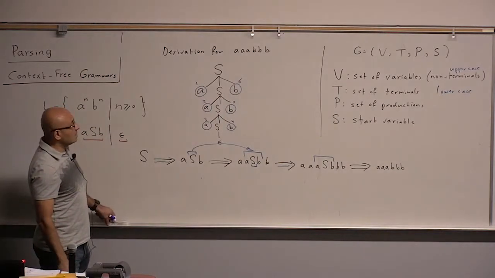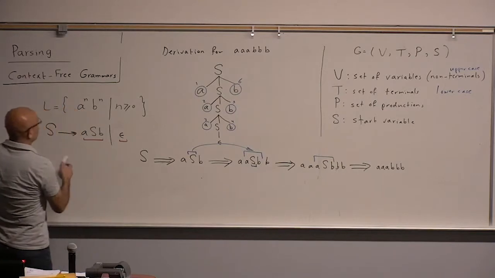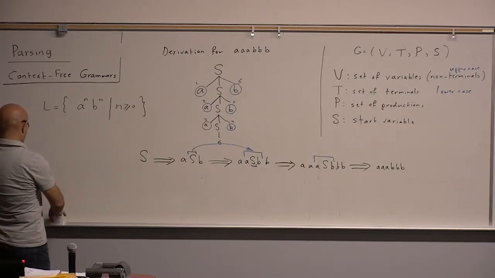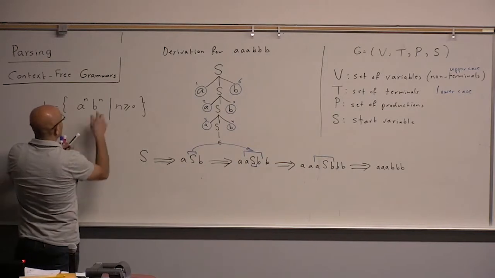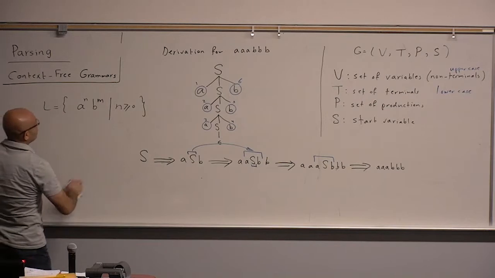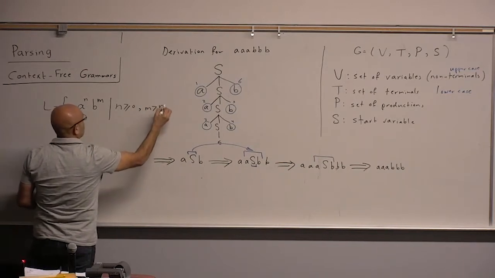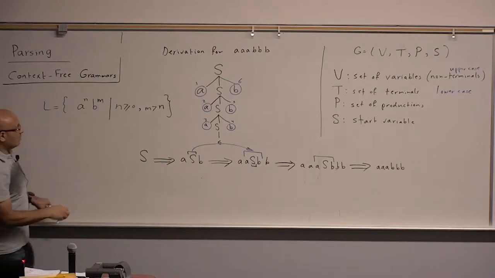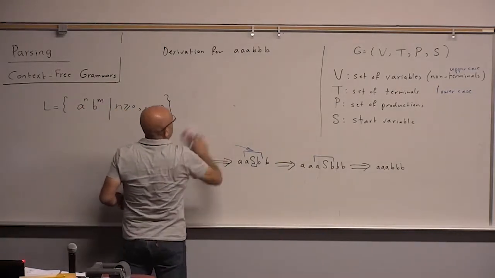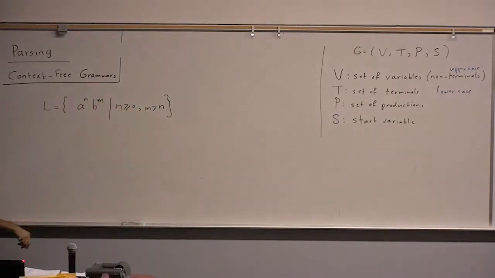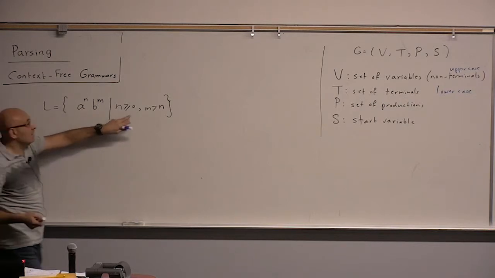Okay, so let's look at another example now. n greater than or equal to 0, and m is greater than n. So now we need another grammar for this language, the language of A's followed by B's, where the number of B's is greater than the number of A's.